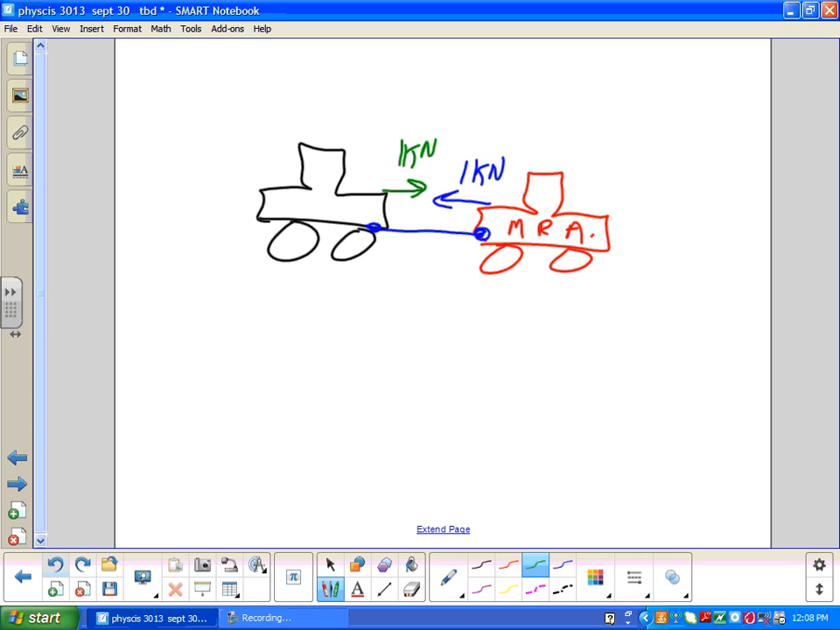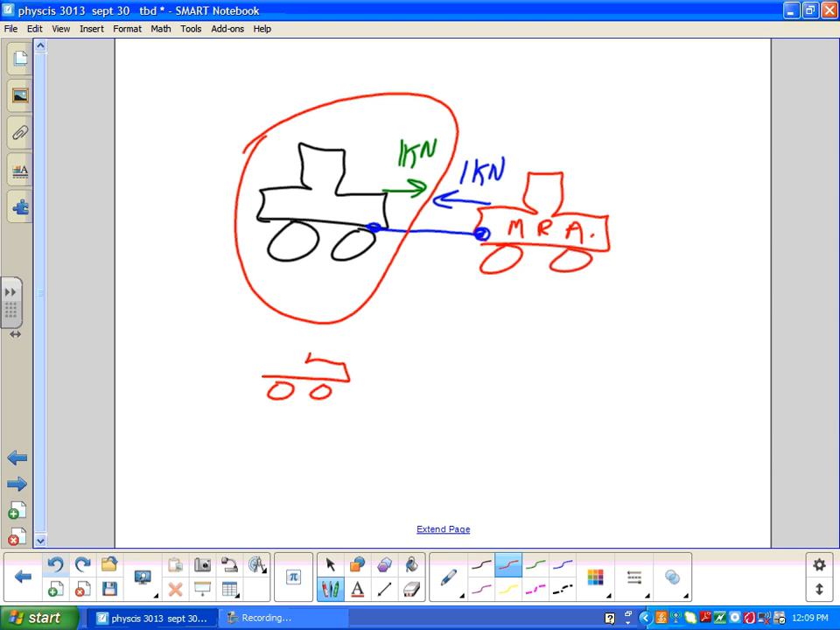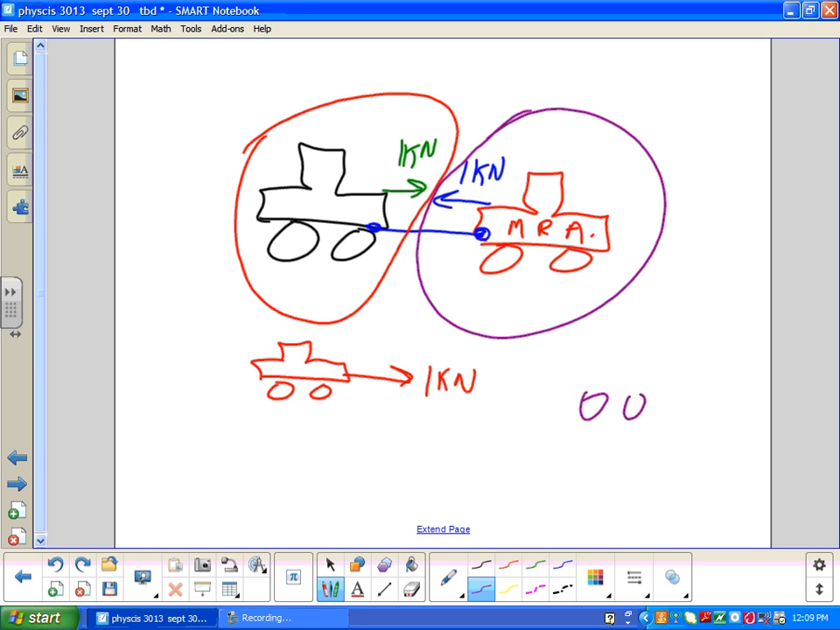And if you want to know what Tim's car is feeling, I break this. Did I cut? What's the one thing I cut when I drew my red circle? The cable, all right? And if I draw this again, this is called a free body diagram now. What force am I seeing? 1 kilonewton. When I draw the other circle, for my car, what do I see? Same 1 kilonewton. Equal and opposite.